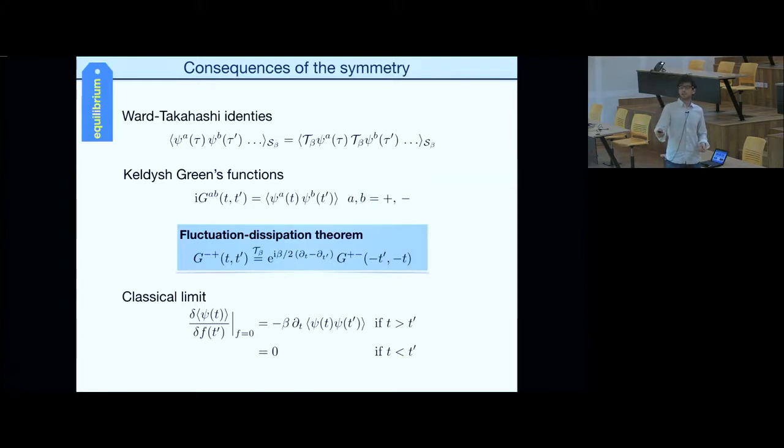That can basically be stated like this, which is the classical limit of this theorem. It basically says that the way the system is going to respond to some linear perturbation can actually be predicted not by doing the perturbation, but by looking at the correlation function of your system in equilibrium. It's a very strong theorem.